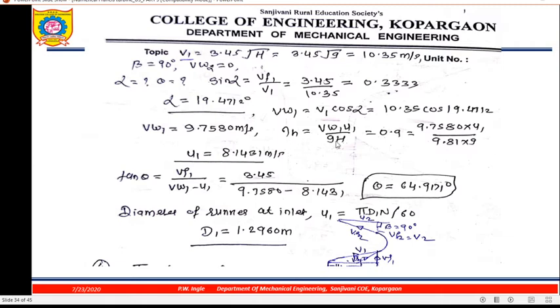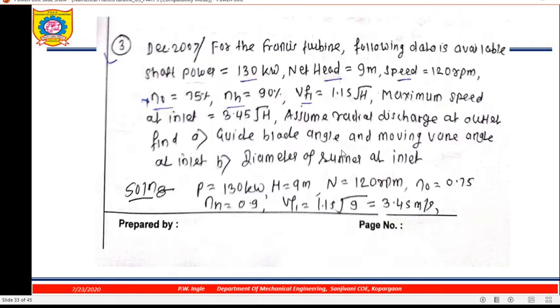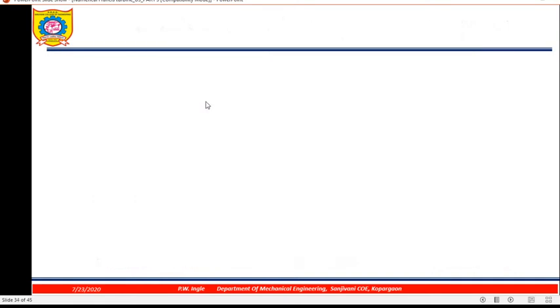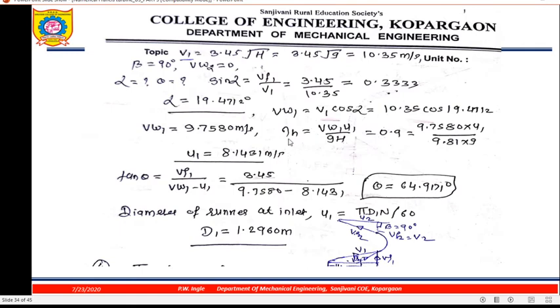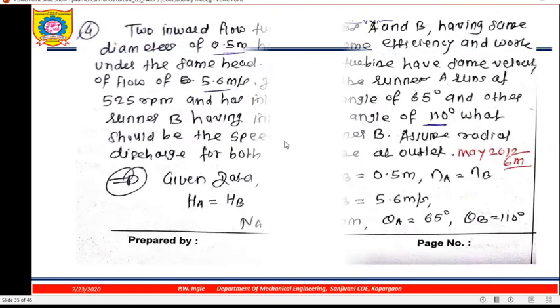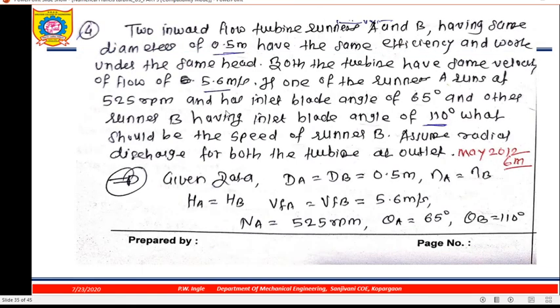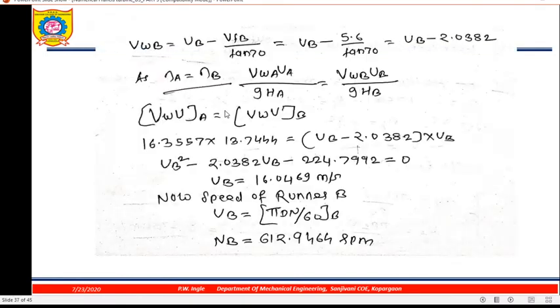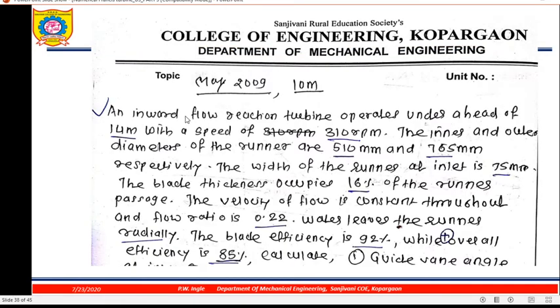Hydraulic efficiency, it is Vw1 U1 upon gH. So there is no use of this overall efficiency over here. So we have used what? Hydraulic efficiency. Now next, we'll skip this problem.